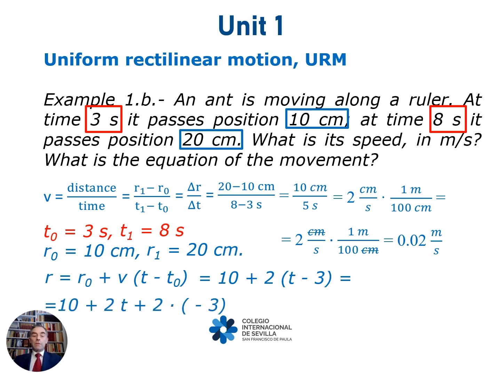We solve the parentheses, and we have 10 plus twice the time plus twice minus 3 in brackets because it is a negative number. We multiply that, and it is 10 minus 6 plus twice the time, which is 4 plus twice the time, centimeters, with time in seconds.